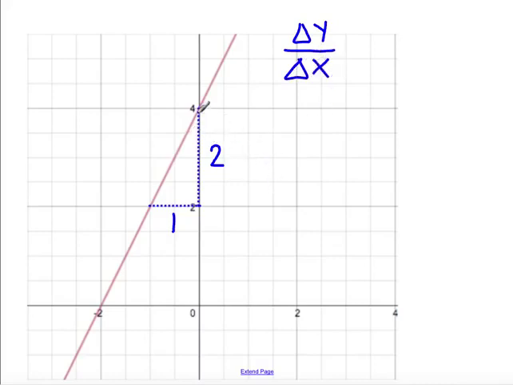And our change in y, so our vertical change, is that 2. And our change in x, or our horizontal change, is 1. So our slope is 2. Also, when we're looking at our line, if it's going up to the right, so always in that direction, it's going to be positive, and if it's going down to the right, it's going to be negative, just to keep in mind in general.